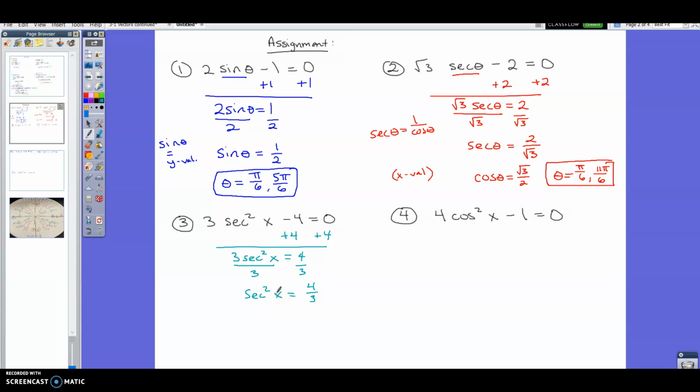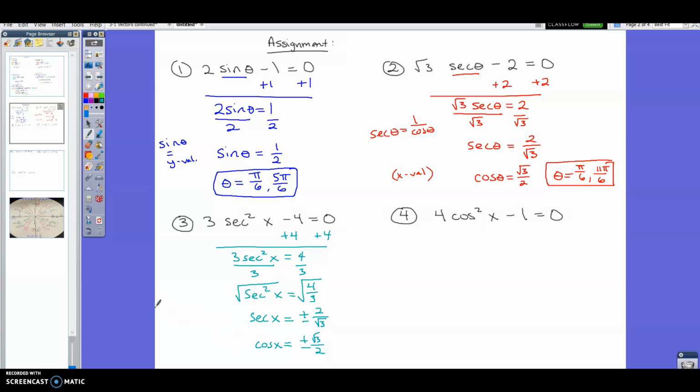In order for us to use our unit circle, we have to have just the trig function, so we need to get rid of the squared by square rooting both sides. On this side, we're going to be left with secant. And when we take the square root of both sides, we've got to put a plus and minus. When we square root fractions, we square root the top and we square root the bottom. Square root of 4 is 2. Square root of 3 is irrational, so we leave it as the square root of 3. Now, just like the last one, secant is not on our unit circle, so we have to flip it to become our reciprocal, which is cosine. So the cosine is equal to plus or minus, and we flip the fraction.